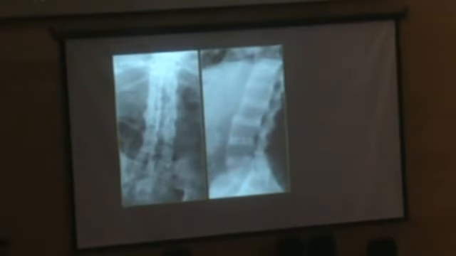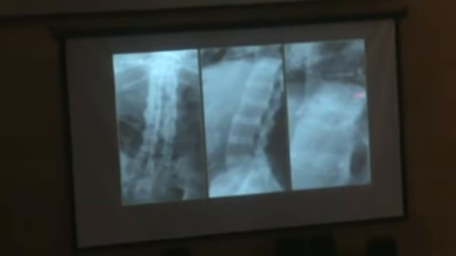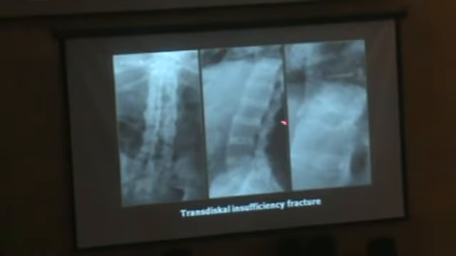But if we look closely at this level here, now it's easier because I have a spot, it's the same level. Something's going on here, this is not normal. Especially anteriorly, we don't see a continuity of the syndesmophyte here. There's a breakout, everyone could see that, okay? So this is an example of a transdiscal insufficiency fracture.